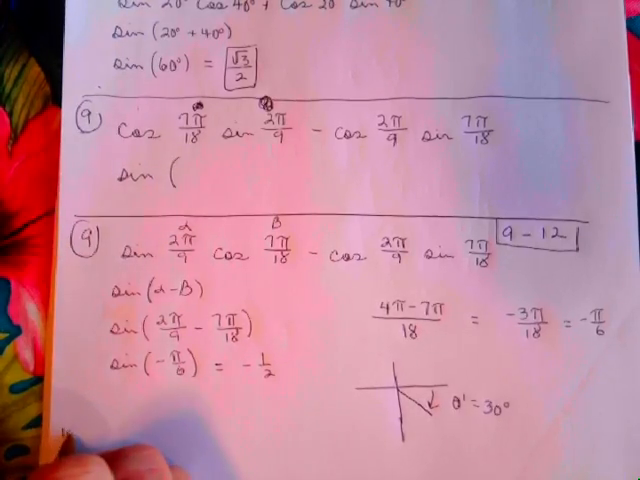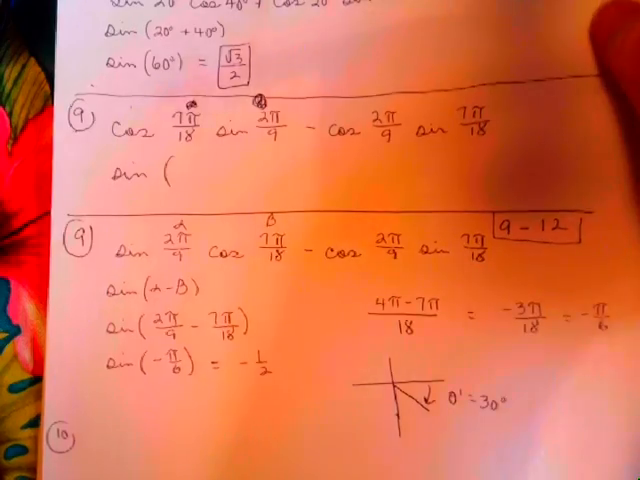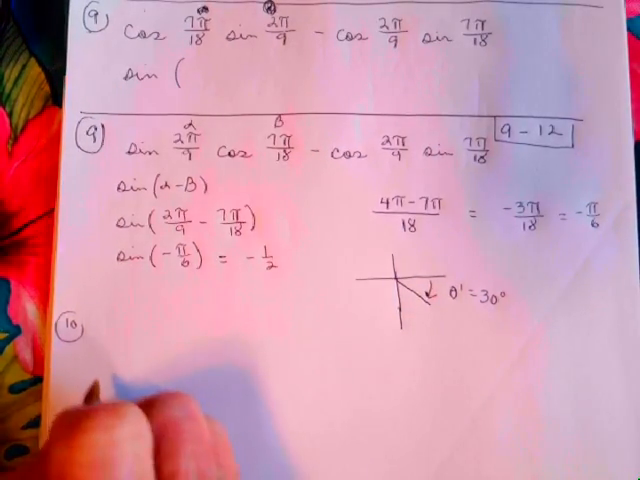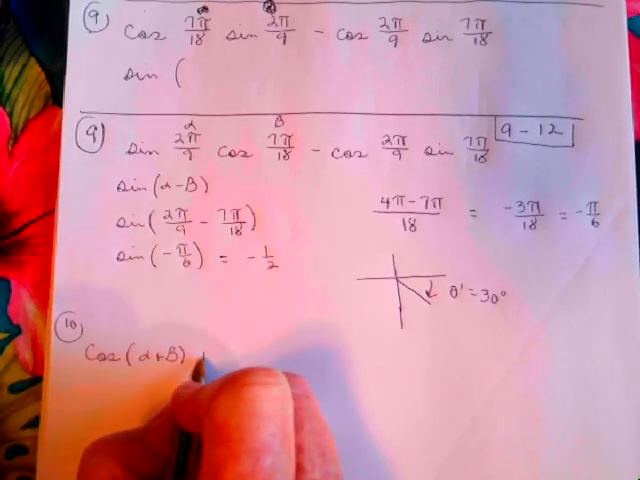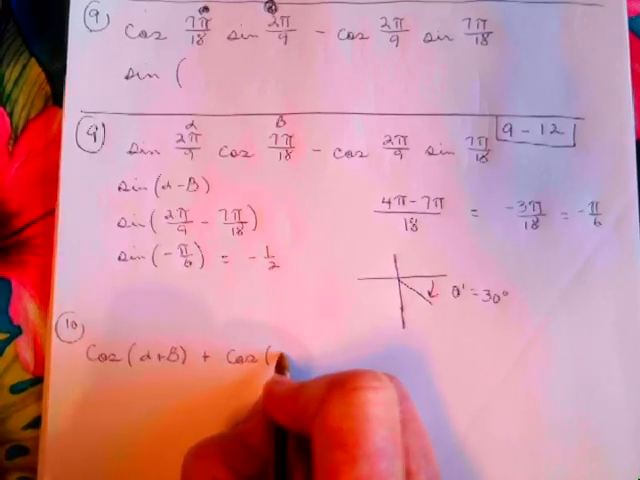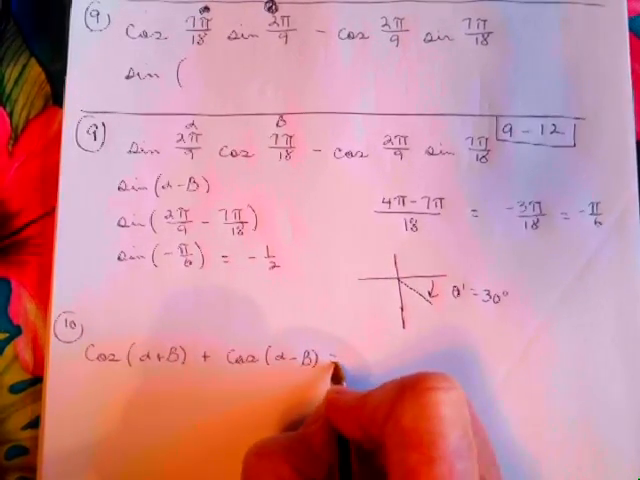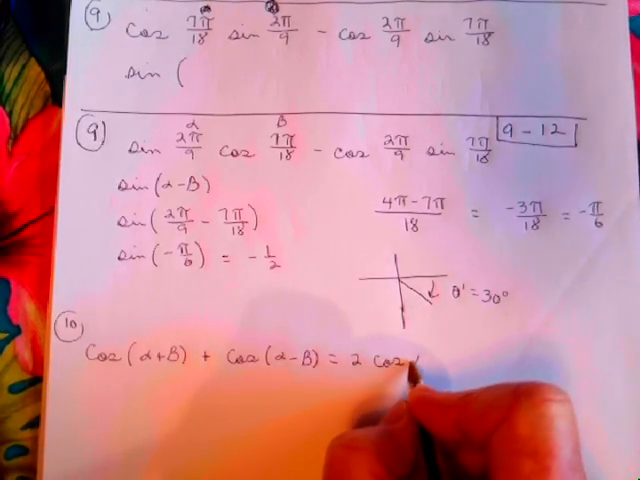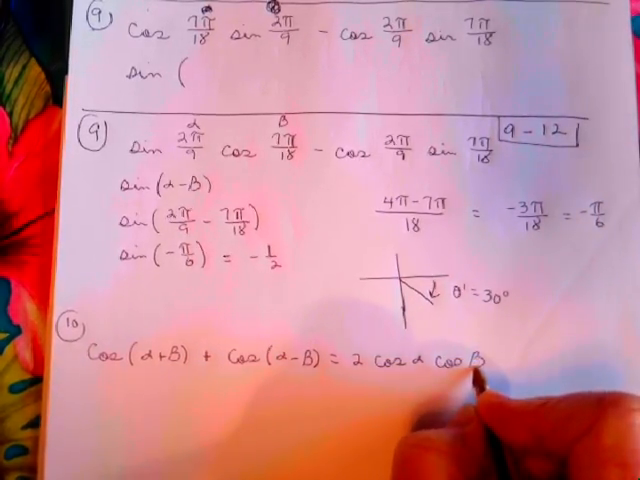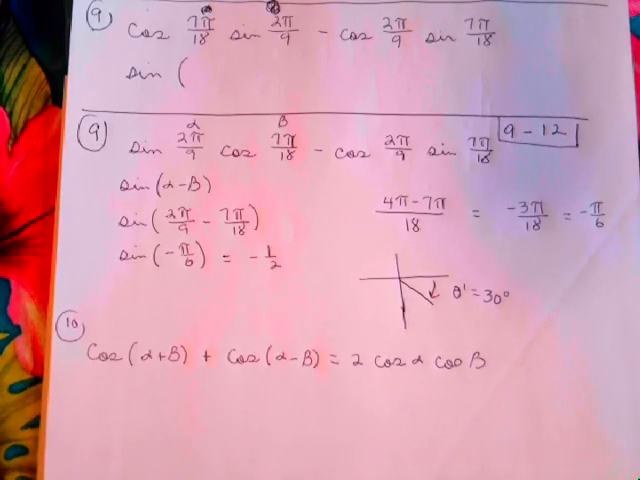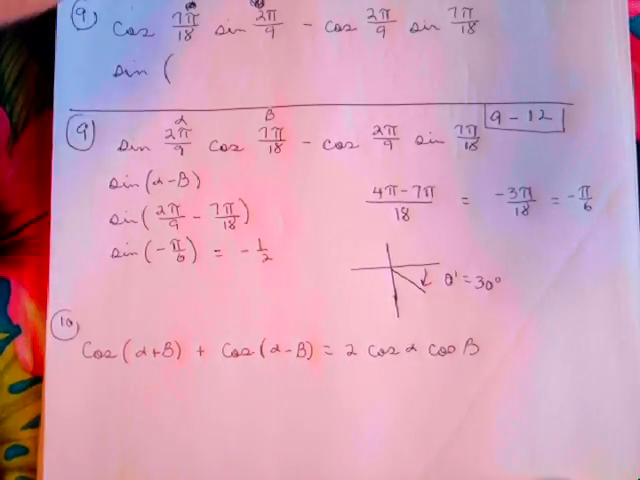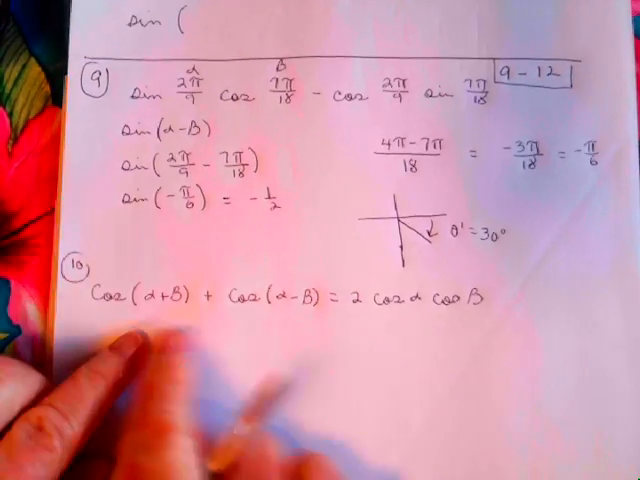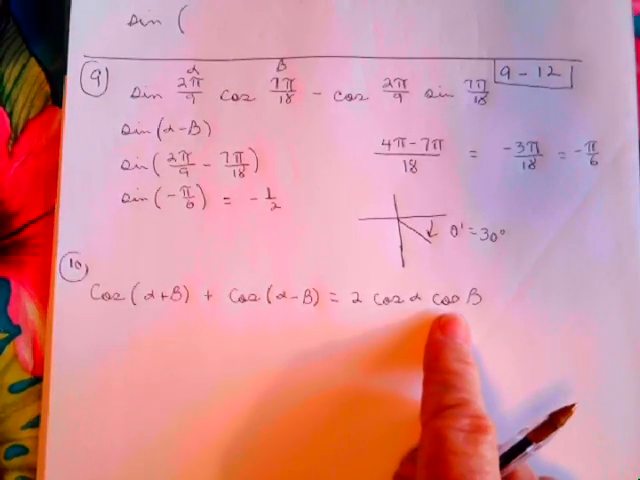Number 10. Verify the identity. The cosine of alpha plus beta plus the cosine of alpha minus beta equals 2 times the cosine of alpha times the cosine of beta. I want to rewrite all this and make changes to it, do whatever simplification I need to do, and show that this equals this. I have to do that with identities from this identity sheet.